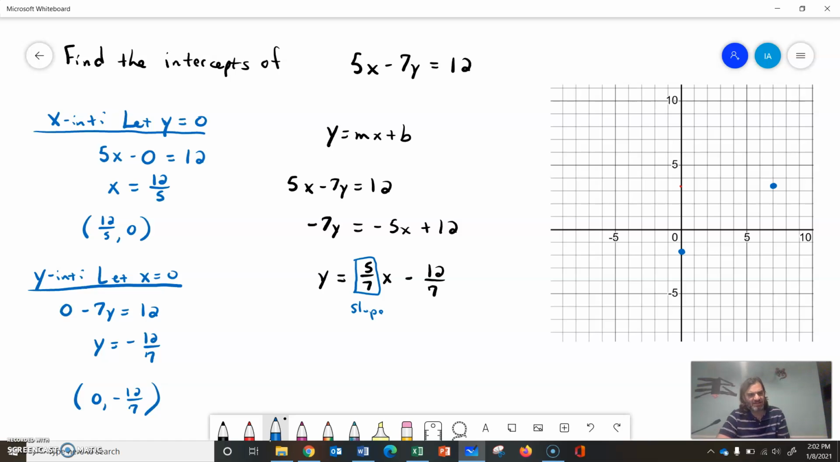And hopefully this line will go through 12 fifths, which is a little bit more than 2. So it looks like that's going to make a straight line. I have a very hard time making straight lines on my tablet. But if you were trying to make a graph, it would look something like this.